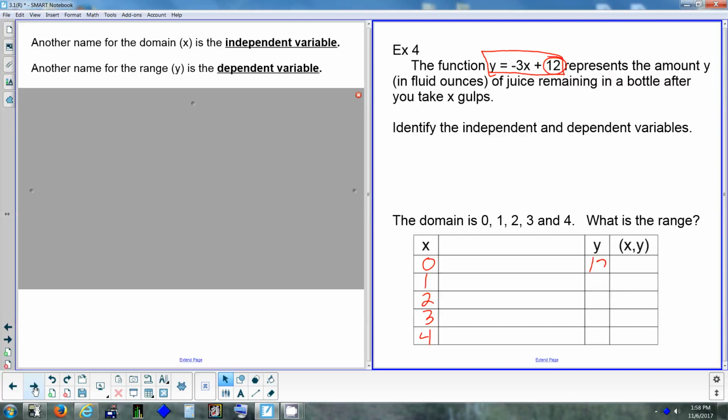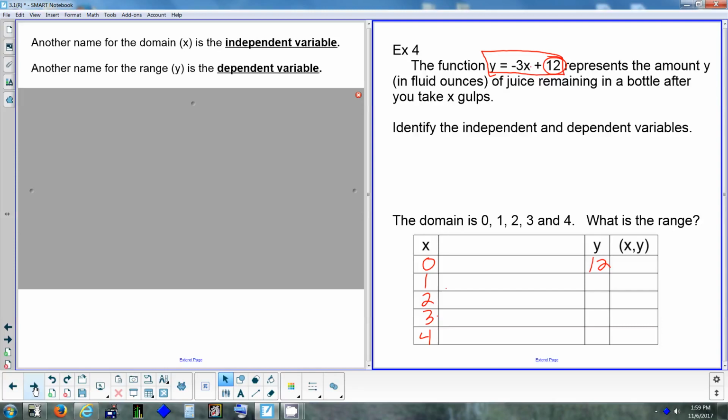You get 12. What's for homework? This problem. So I hope you understand how to do it. If you take one sip out of the glass, you plug in a 1 for X. If you take two sips out of the glass, you plug in a 2 for X. If you take three sips out of the glass, you plug in a 3 for X. You just have to fill in the table. So just this problem? That's one of the problems.